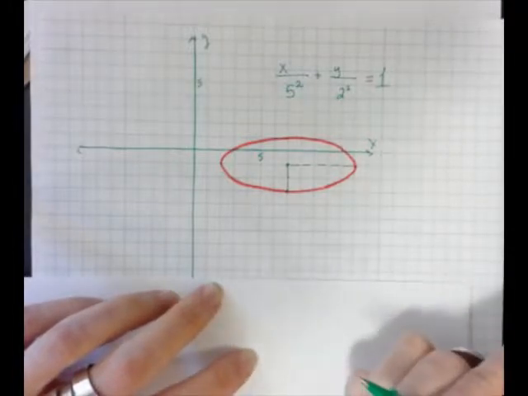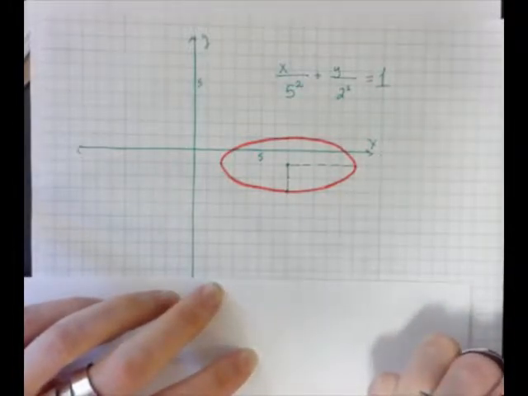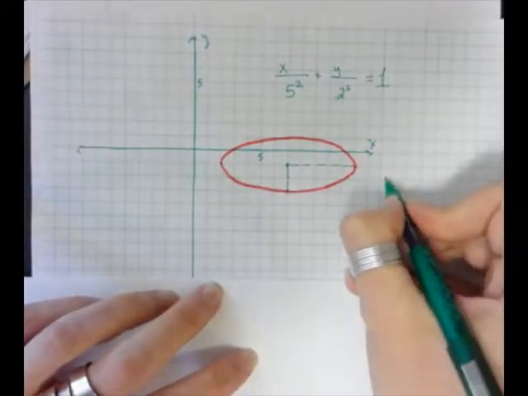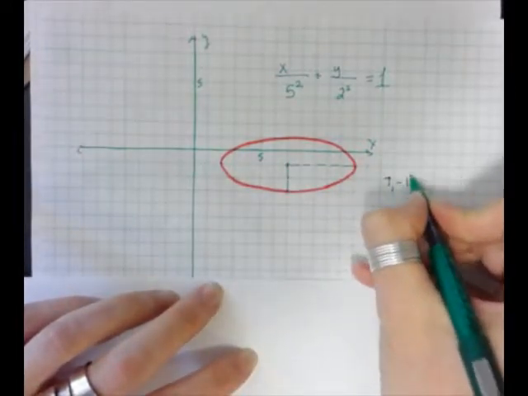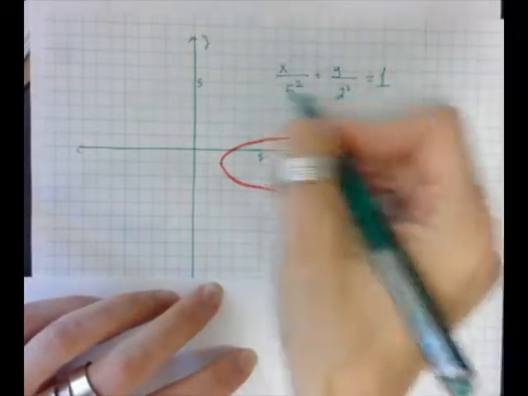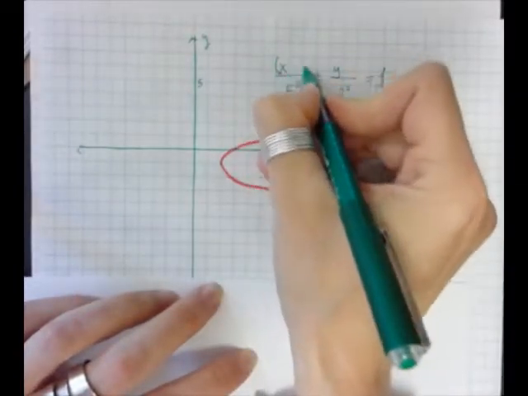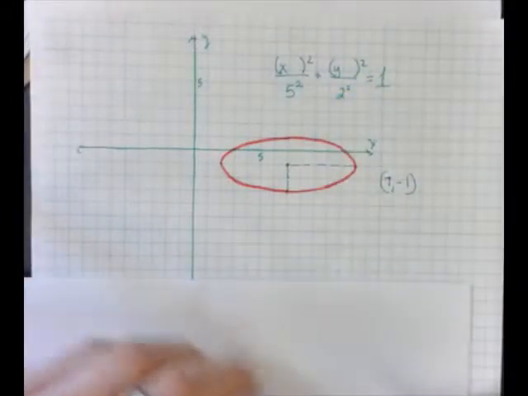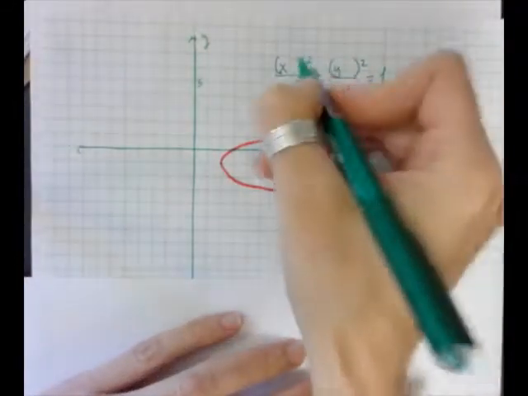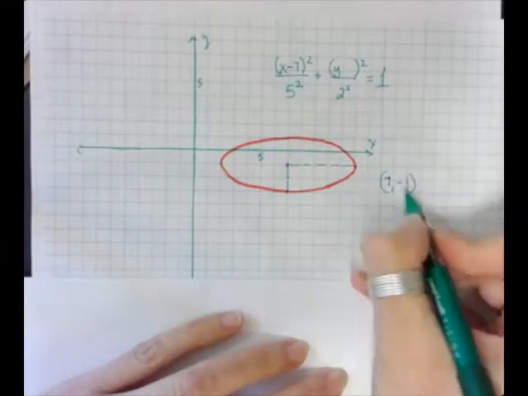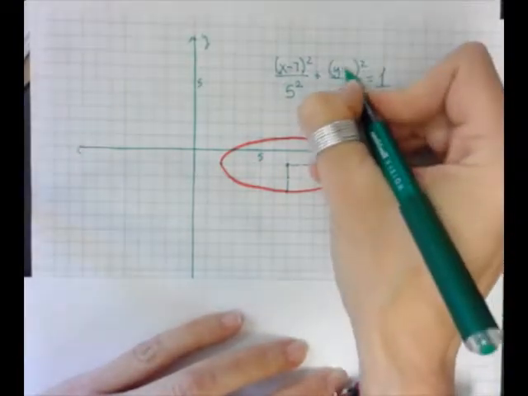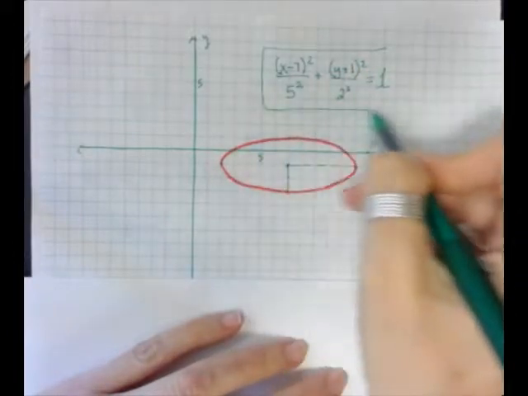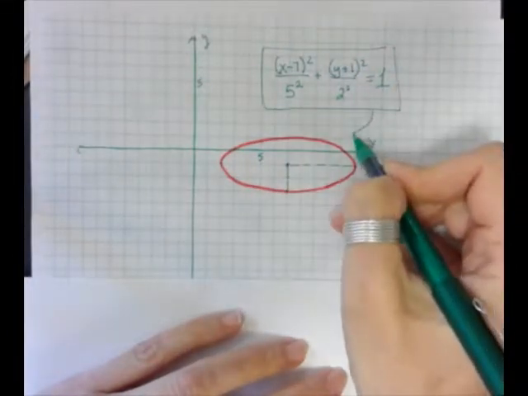So the question that remains is, well, what's the center? Well, the center here says 7, negative 1. 7, negative 1. How do you put that into your equation? See what I'm doing? I'm opening up the parentheses. So 7 is going to be x minus 7, and negative 1 is going to be y plus 1. And this is the equation to this ellipse.